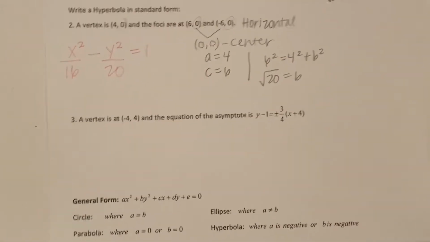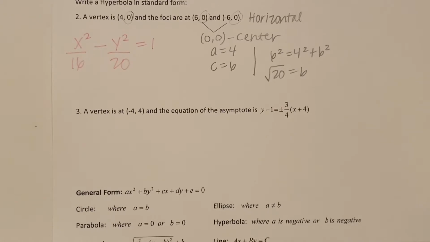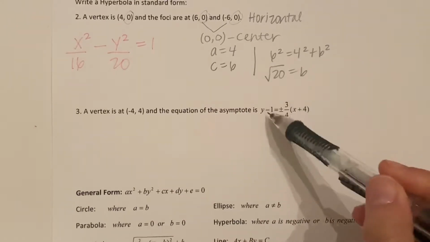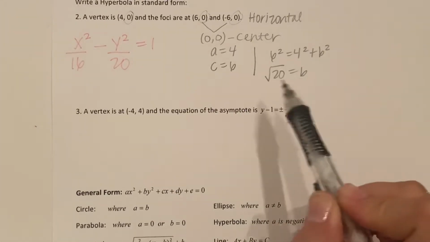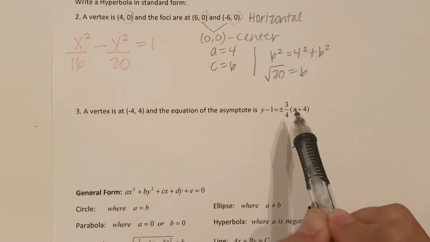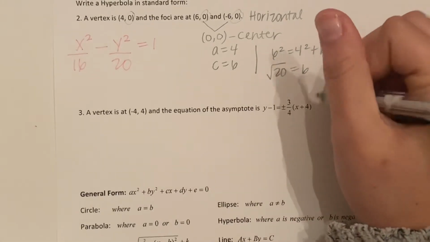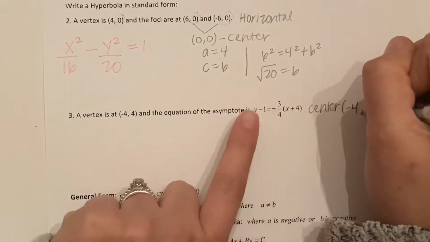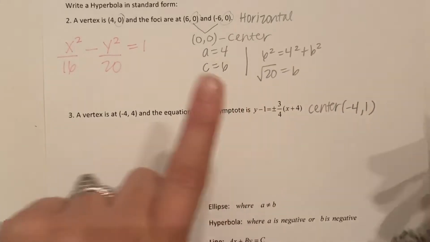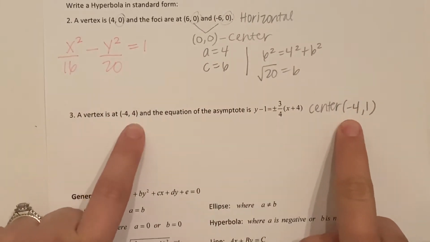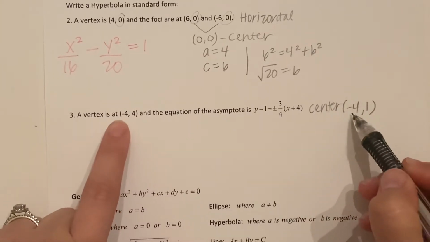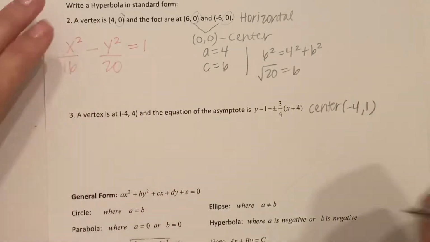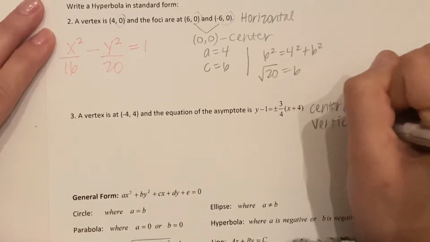All right, moving right along. Number 3. A vertex is at (-4, 4). The equation of the asymptote is given. Okay. There's a lot we can get from this, starting with the center. So these numbers added to x and y will help us figure out our center. So the x value would be -4, the y value would be +1. Now looking from center to vertex, the value that's not changing is the x value. That means my y value is moving up and down, so we have a vertical hyperbola.